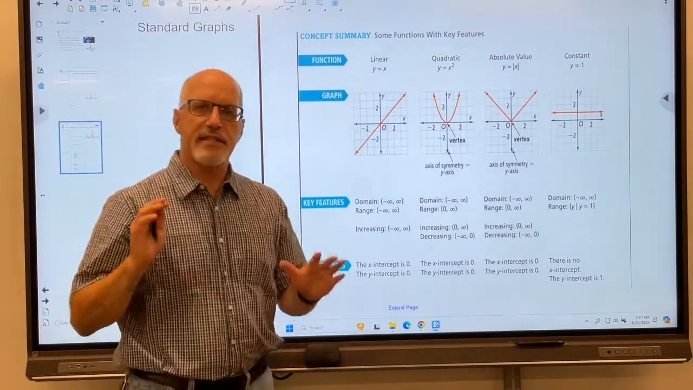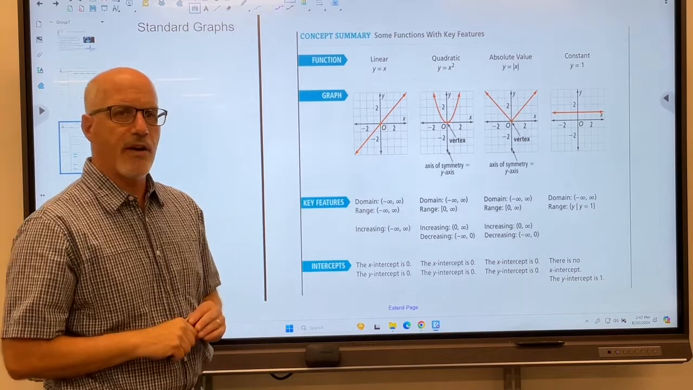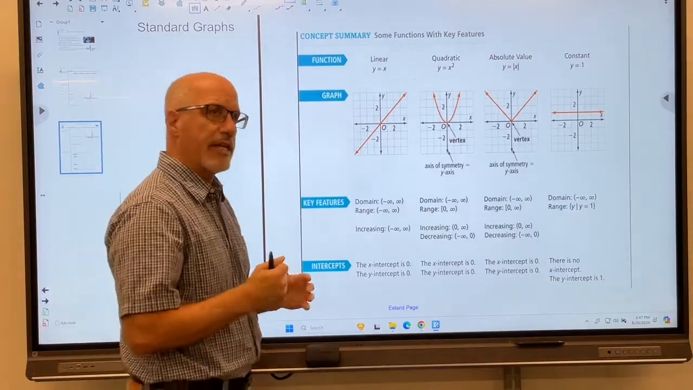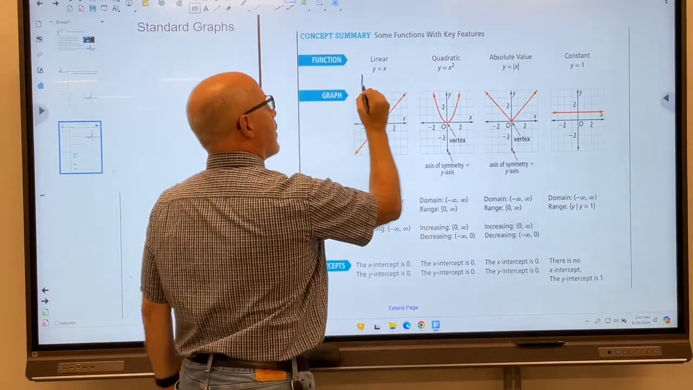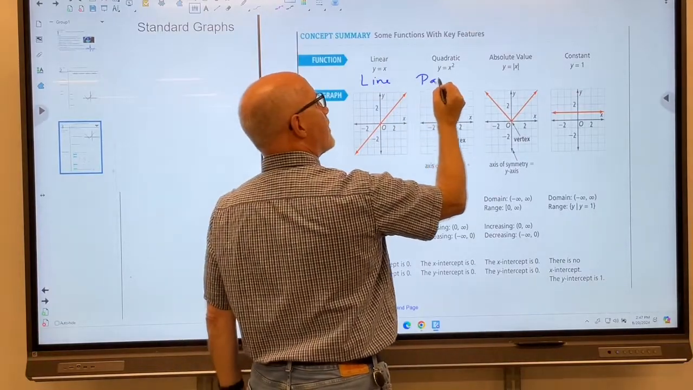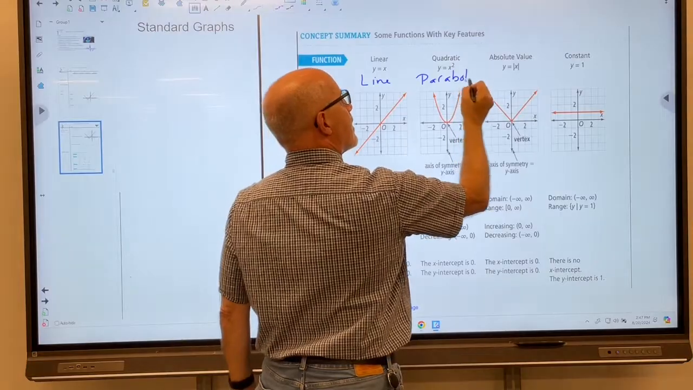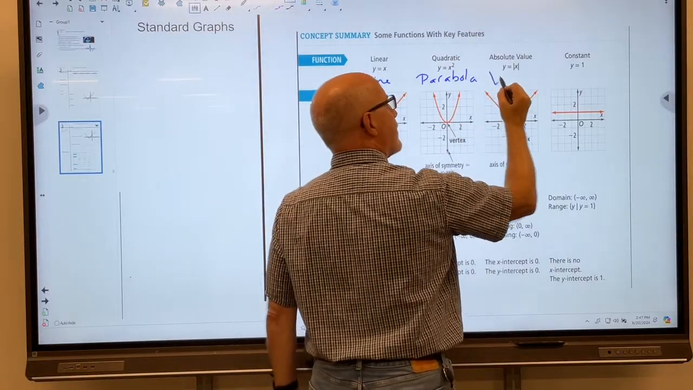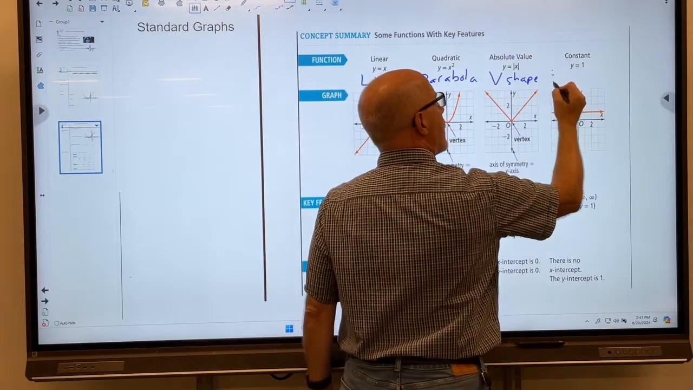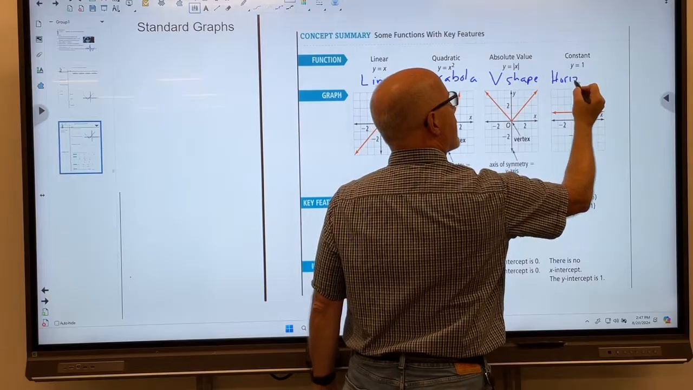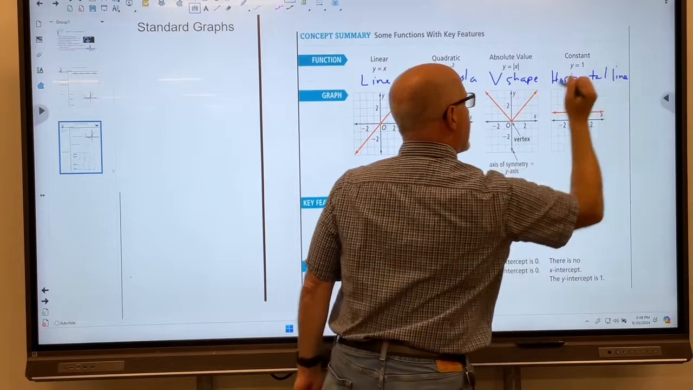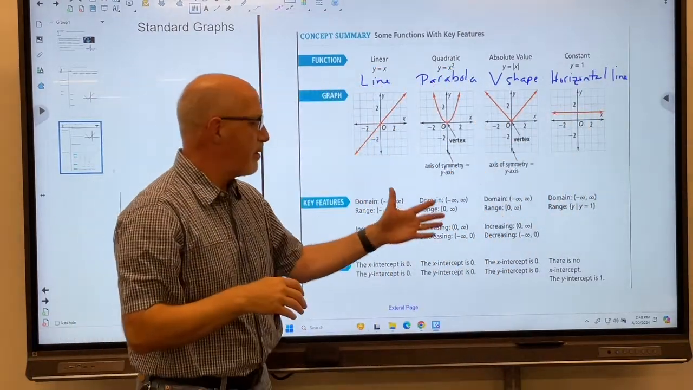Now lastly, let's take a look at the standard graphs we have in the beginning of Honors Algebra 2. So we have linear, quadratic, absolute value, and constant. We'll be looking at this chapter. Linear graphs are where the graph is a line. A quadratic is where the graph is a parabola. Absolute value is where you have a V shape to the graph. And a constant is where you have a horizontal line.